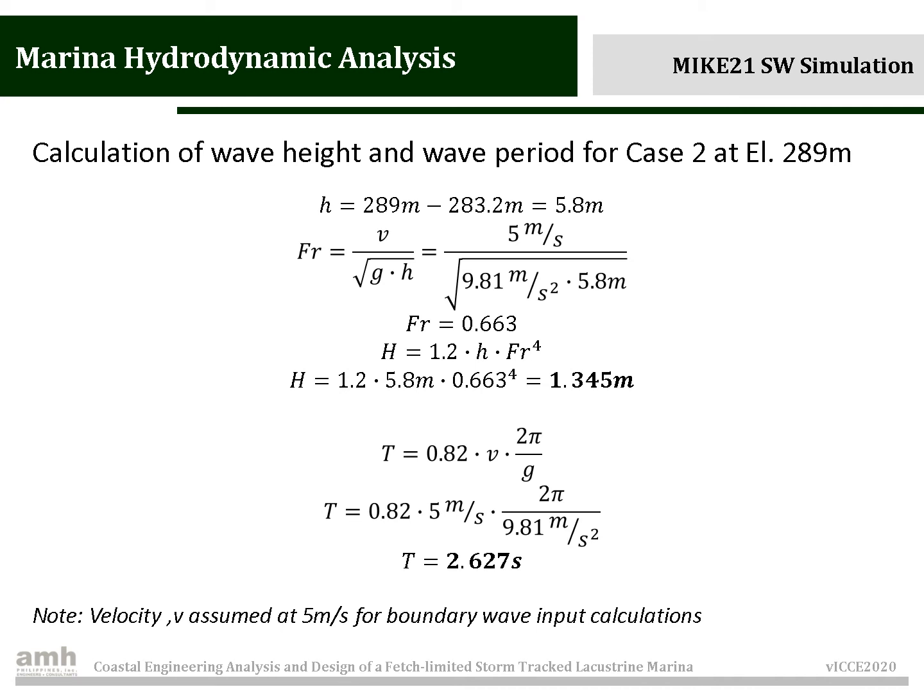Channel depth H is computed as 5.8 meters, and the velocity V for boundary wave input calculations was assumed at 5 meters per second instead of 4.75 meters per second. Solving for the Froude number, 0.663, the resulting wave height for the boat wake is at 1.345 meters. The corresponding wave period is 2.627 seconds.